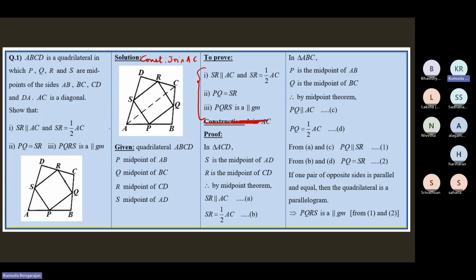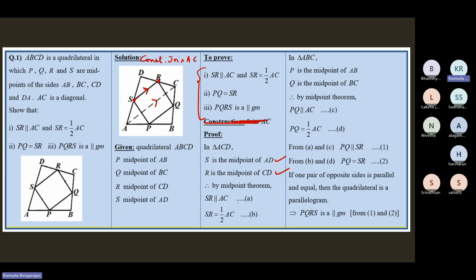As we understood, first take up the triangle ACD. In triangle ACD, write out the midpoints. S is the midpoint of AD, and R is the midpoint of CD. Therefore, by the midpoint theorem, SR is parallel to AC and SR is equal to half the length of AC. The midpoint theorem says the line segment joining the midpoints is parallel to the third side and equal to half the length of the third side.